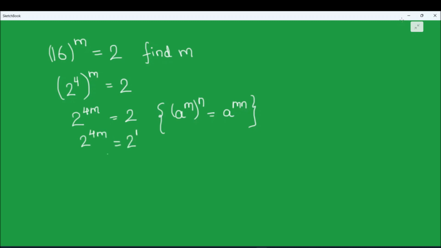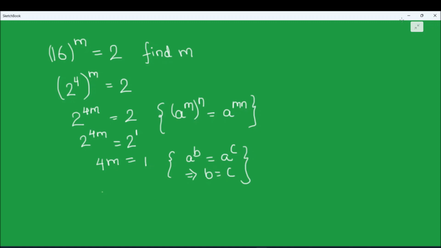Now we can write it as 2 raised to power 4m is equal to 2 raised to power 1. Now here we are going to use another exponent law which says that as the bases are same, the powers will also be same. So this will be 4m is equal to 1 because a raised to power b is equal to a raised to power c, then b is equal to c. We have used this exponential law.